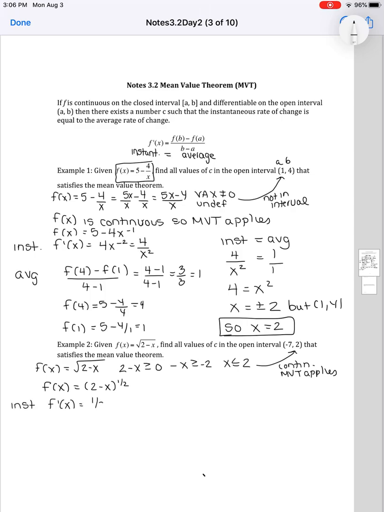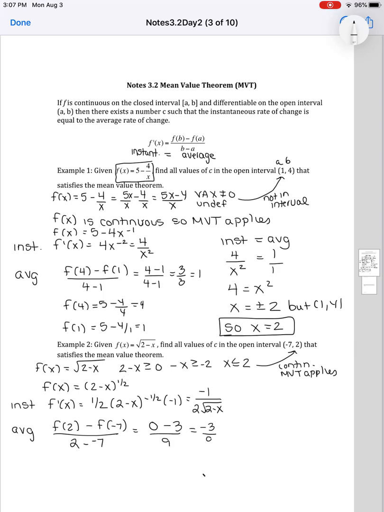All right, so step 1. Here's my function. First thing I'm going to do is kick out that square root and make it to the 1/2. So now I'm going to find the instantaneous. So I'm going to do my power rule and finish off with my chain rule. So I get negative 1 over 2 radical 2 minus x. And then I'm going to take my average, and I'm going to do f of 2 minus f of negative 7 over 2 minus negative 7. When I plug 2 in, I get 0. When I plug negative 7 in, I get 3. So negative 3 over 9 is negative 1/3.